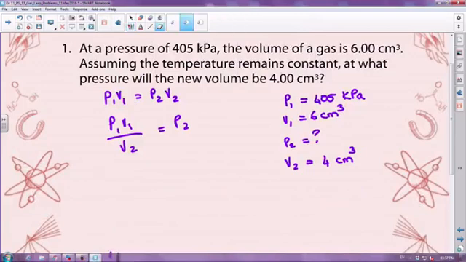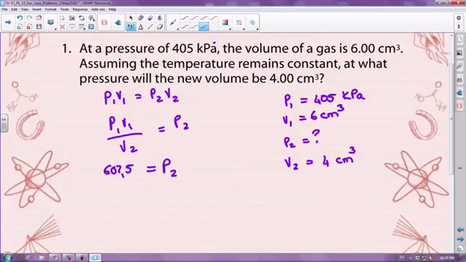Let's go back here. Get rid of all these lines that keep drawing while I try and figure out where I'm going. And P2, we said, is 607.5. Now remember, what was my initial unit? My initial unit was kilopascals. So with a little bit more space, it's going to be 607.5 kPa. Kilopascals is my answer.